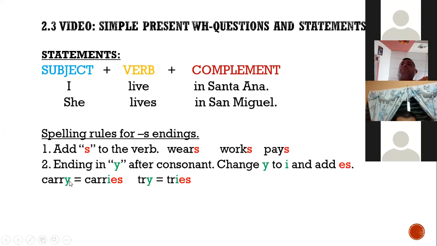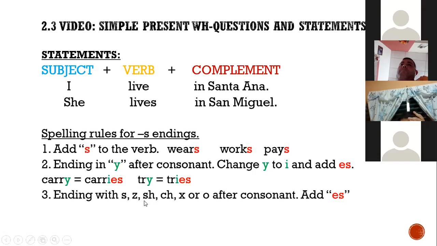For example, carry, llevar, carries. We change the Y to I and then we add ES. Try, tries. I carry, she carries. You try, he tries. Okay? Now, when the verb ends in S, Z, CH, SH, X, or O, after a consonant, add ES, right? Cuando los verbos terminan en estas letras, después de una consonante, le agregamos ES, right?